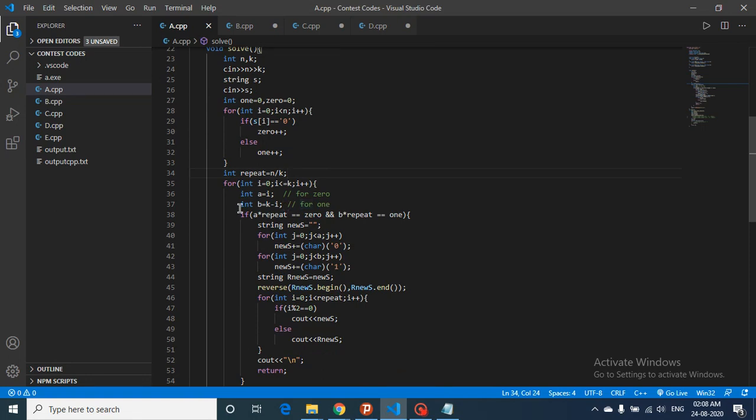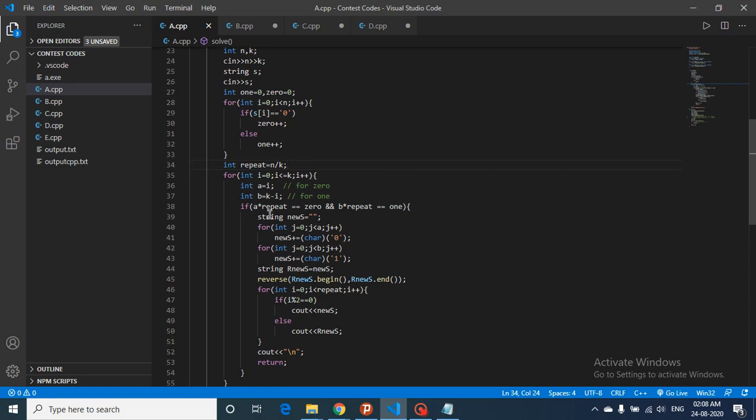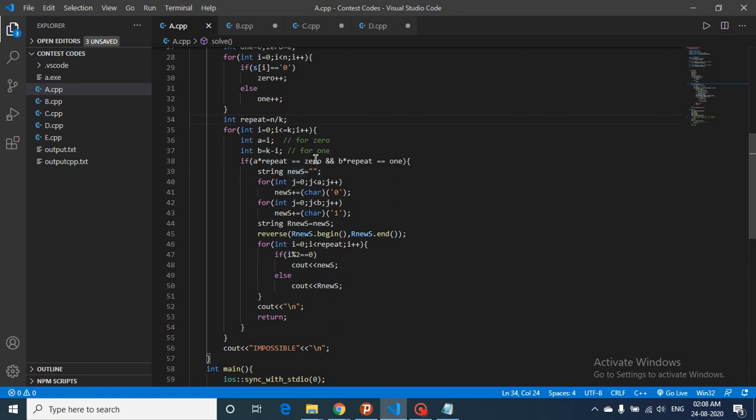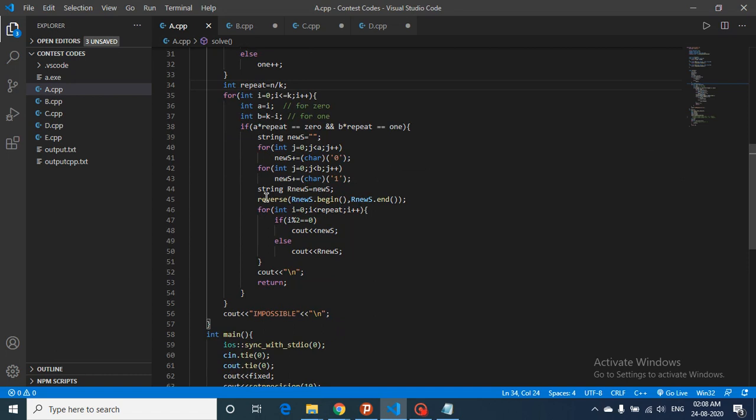So this is how many zeros and ones there will be. Now I will check that if I take this many zeros and multiply with repeat, it is equal to the total frequency of zeros, and the same for the ones, then this condition is valid. So I will make a new string for this K in which I put this frequency of zeros first and then this frequency of ones, and I will also store a reverse of this string. Then we will output the original string and the reverse string, repeat number of times, because we have to repeat this that many times. If this is even, we output this new string, else we output the reverse string, and that's the output.